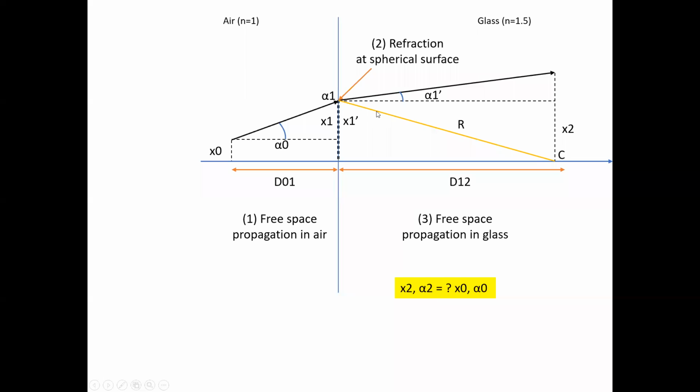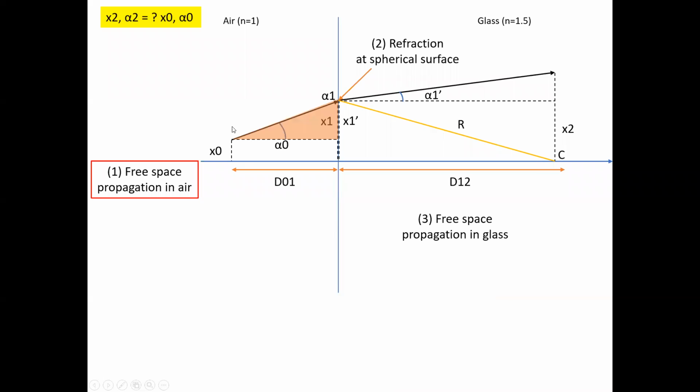I've drawn the radius from the center of the spherical surface to this point, and the length of the radius is r. Now first we will look into the free space propagation in air case. Let's concentrate on this triangle that I have drawn in orange. In this triangle, tan alpha naught, tan of this angle, equals this small height h over d01, which is shown over here.